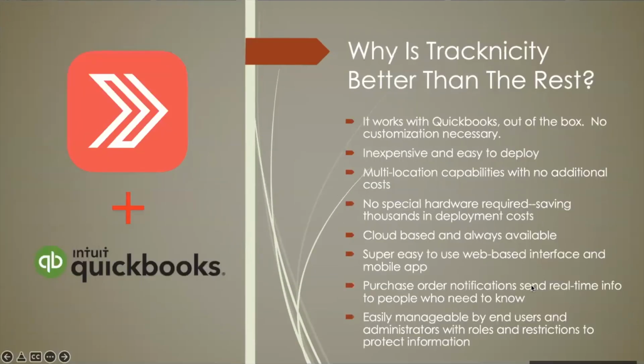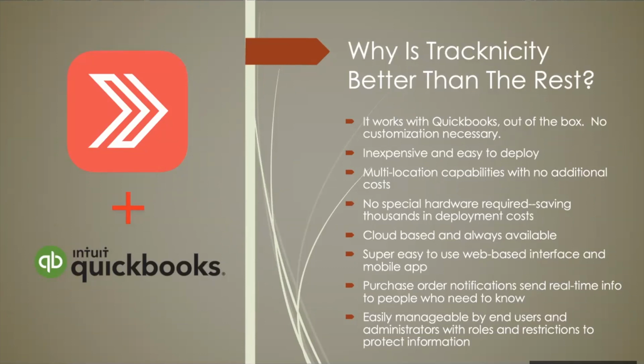So why is Tracknicity better than the rest of the applications that are out there? It works directly with QuickBooks straight out of the box and no customization necessary. It's very inexpensive and easy to deploy. There's no hardware requirements, no custom scanners, no computers, simply a web dashboard and a mobile phone that you're already using today. It gives you multi-location capabilities with no additional cost. You're not paying X dollars per each location you add. There's no special hardware requirements, as I mentioned, cloud-based and always available. It's super easy to use. Hopefully you feel that after seeing this demonstration.